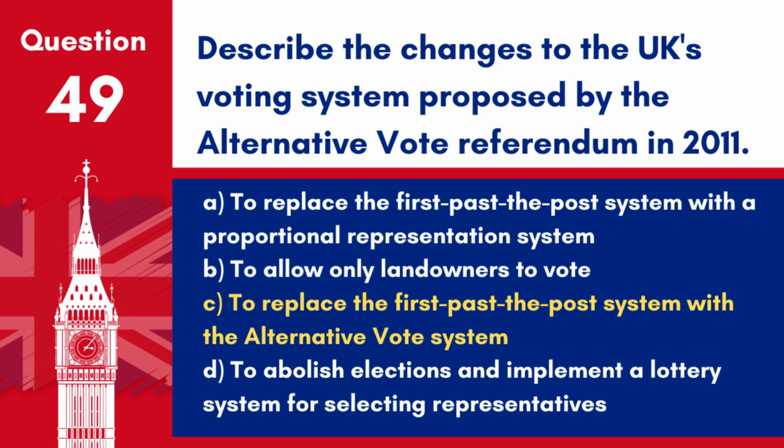Answer. C. To replace the first-past-the-post system with the alternative vote system. The 2011 alternative vote referendum proposed changing the UK's voting system for electing members of Parliament to the alternative vote system, where voters rank candidates in order of preference.